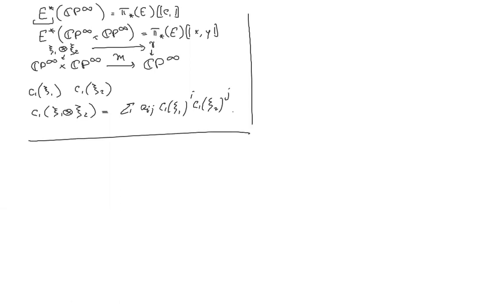For example, if E is just ordinary cohomology, then what is C1 of the tensor product?